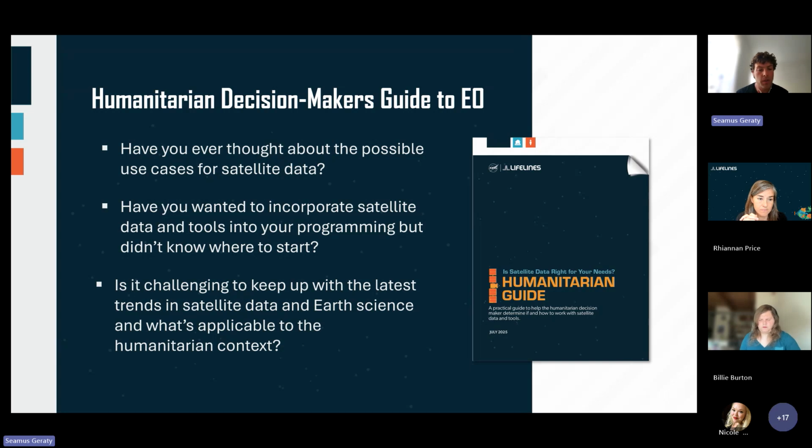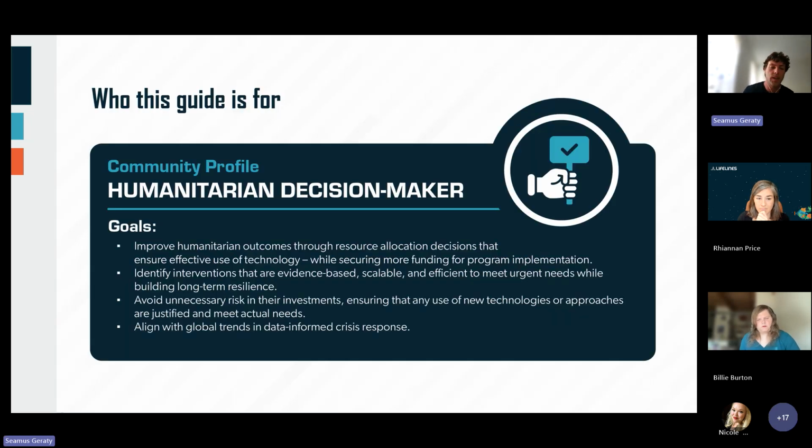Beyond technical guidance, this resource also helps organizations assess the expertise needed to work with geospatial data, manage expectations about data accuracy and limitations, and ensure that satellite-driven insights align with humanitarian principles. So as I already touched on, this guide is designed to help the humanitarian decision maker. This looks like information management officers, technology advisors, program managers, and others, and helps them determine if and how to work with satellite data and tools.